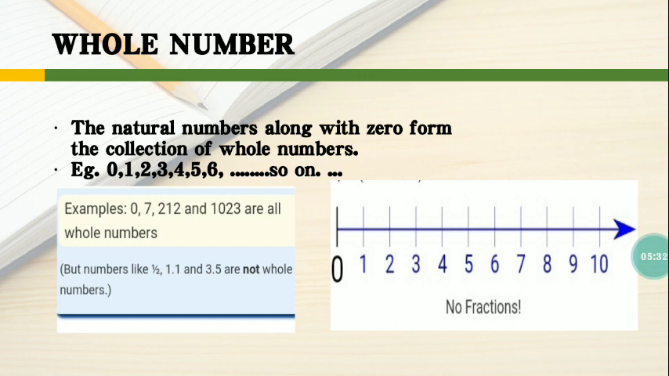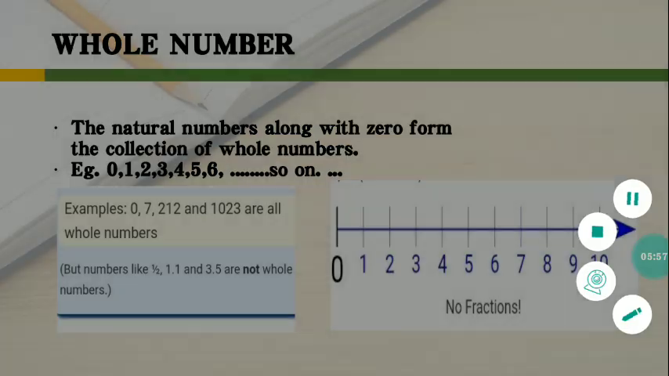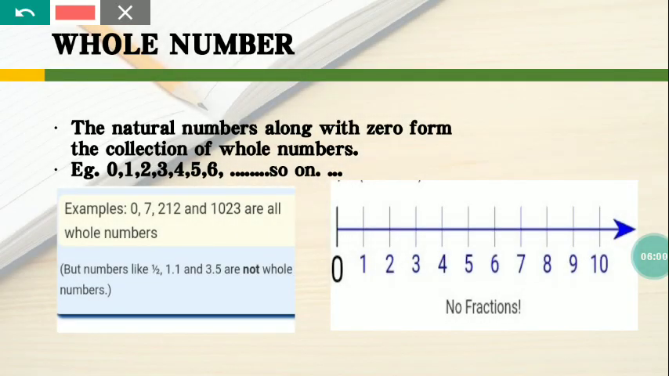Okay, next come to examples of whole numbers. So 0, 7, 212, 1023 are examples of whole numbers. But numbers like 1 by 2, 1.5, 3.5 are not whole numbers. And on the number line, whole numbers start from 0, means the first whole number is 0, or we can say the smallest whole number on the number line is 0, and as we move from 0 to the right hand side, we get various whole numbers 1, 2, 3, 4, 5, 6, 7 and so on.